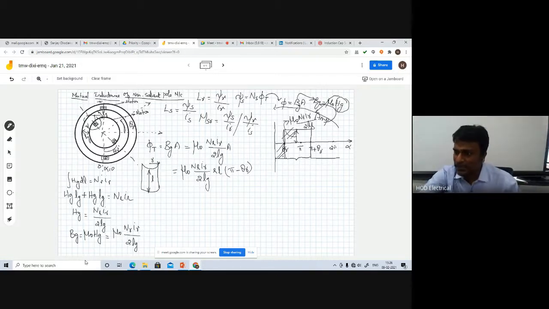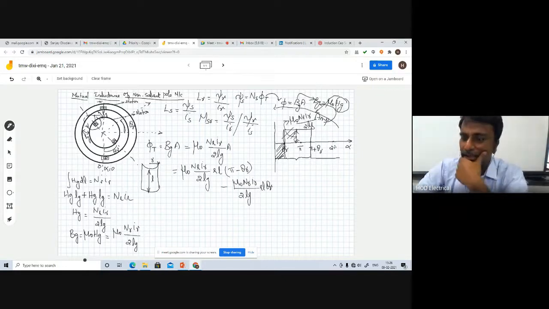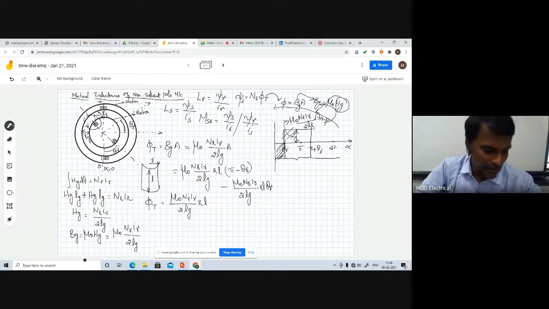We are interested only in this region. So how will we write now? Minus mu naught Nr Ir divided by 2Lg, R L. What is the portion in theta? This region is minus. So minus mu naught Nr Ir divided by 2Lg into R L into theta. So we can have the flux phi. The total flux is nothing but mu naught Nr Ir divided by 2Lg into R into L into pi minus 2 theta.